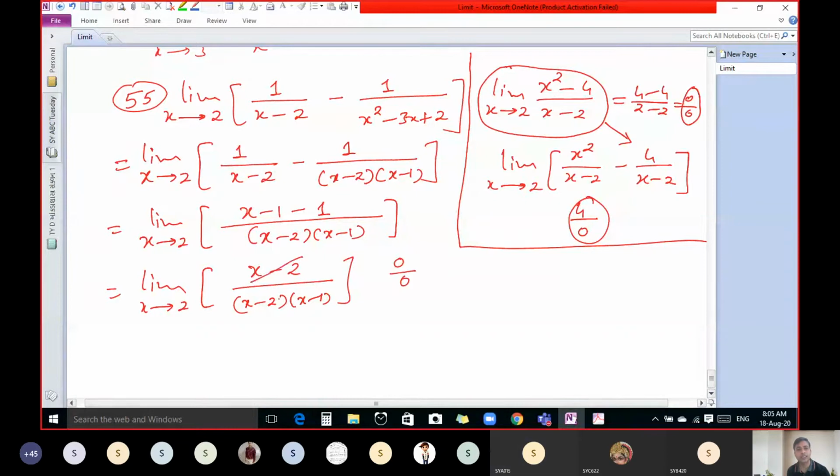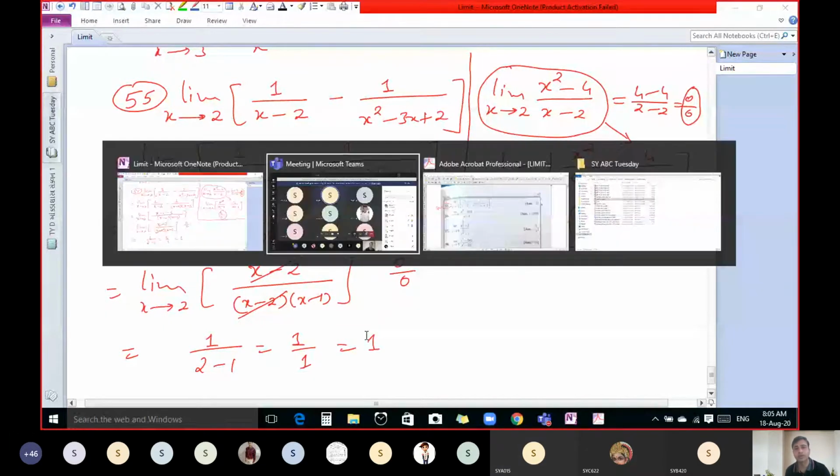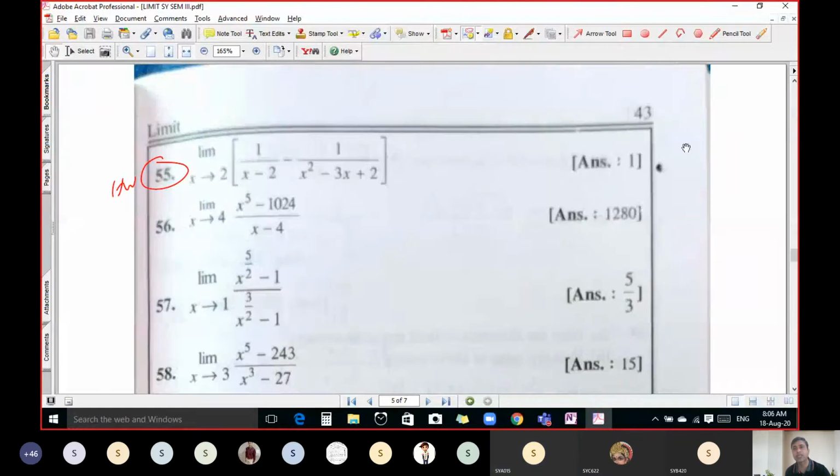So you can cancel this x minus 2. And now put x equal to 2. So we get 1 upon 2 minus 1, that means 1 upon 1, that means 1. So 1 is the answer for question number 55.